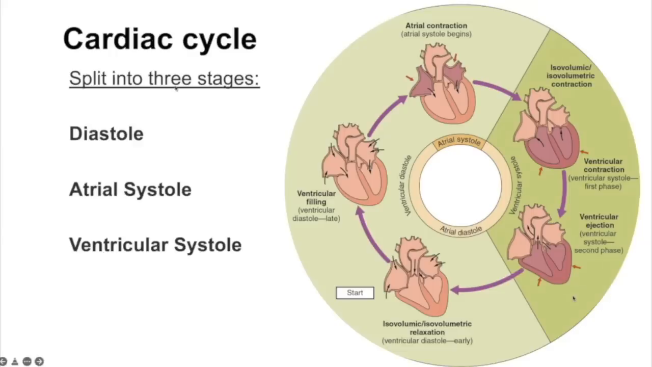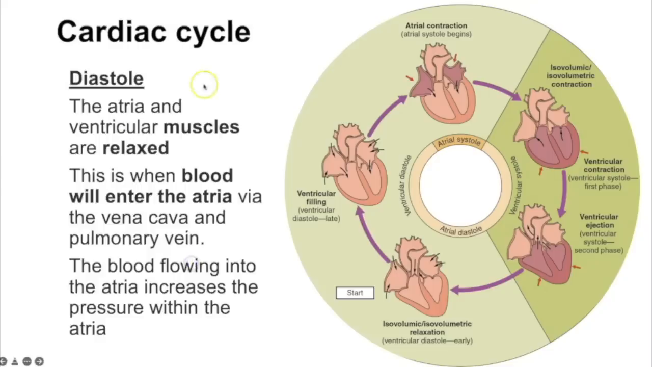The cardiac cycle is split into 3 stages. Now people pronounce this differently, so I'm going to say both: diastole or dystole, atrial systole or atrial systole, and ventricular systole or systole.